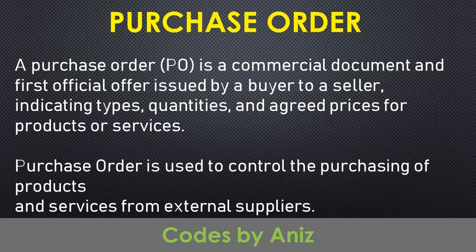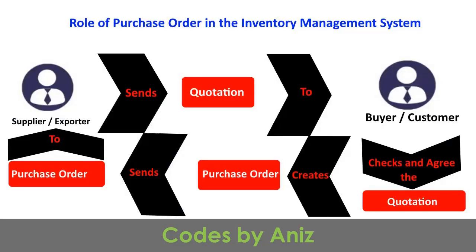A purchase order is a commercial document and first official letter issued by a buyer to a seller indicating types, quantities and agreed prices for products or services. It is used to control the purchasing of products and services from external suppliers. The stock managing process of inventory software usually starts from the purchase order.